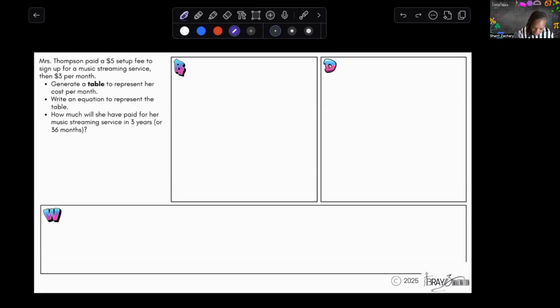All right, so I see here I have a $5 setup fee. So that's where I'm starting. I'm starting at $5. And then each month I'm going to have $3 per month. So let's think about what we talked about in previous lessons. My y-intercept is represented by the $5 setup fee. So I know it's not proportional because I'm not starting at 0, 0. I'm starting at 0, 5.